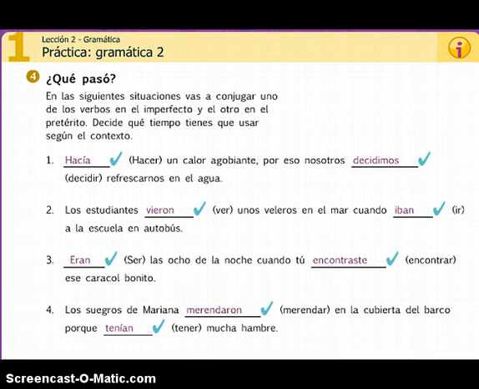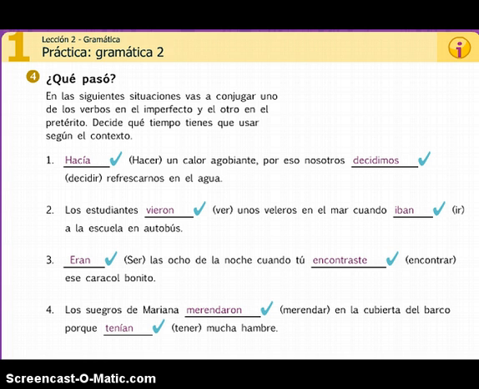Número 3. Eran las 8 de la noche. I used imperfect for eran because I always do that with time in the past. Cuando tú encontraste ese caracol bonito, finding a really pretty shell is a very specific action. It's what occurred while it was 8 o'clock. So I used the preterite.